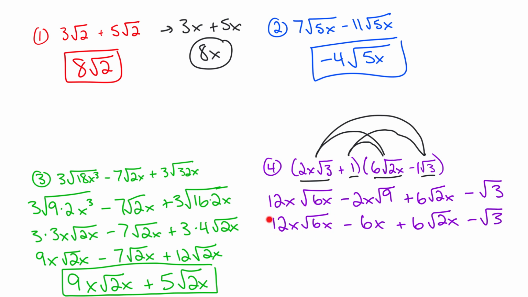In order for this term to combine with anything, I would need a root 6x, and I would need an x on the outside. That does not occur. In order for this to combine with anything, I would need no radicals, just an x. That doesn't occur anywhere else. In order for this term to combine with anything, I would need a root 2x and no variable on the outside. That doesn't occur. In order for this to combine with anything, I would just need a root 3 with no variable on the outside. That doesn't occur, which is why this is our final solution.